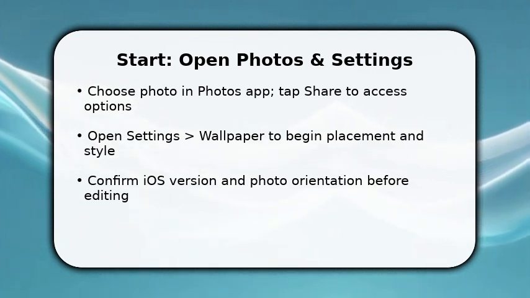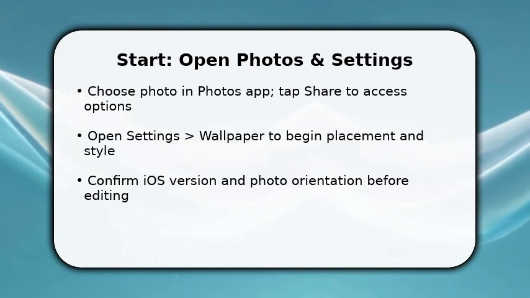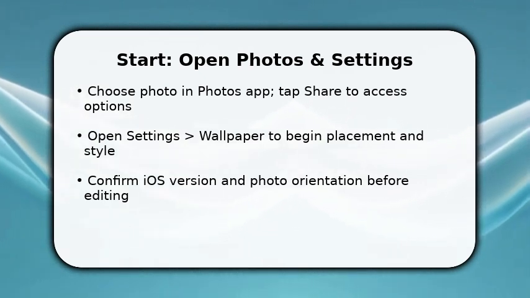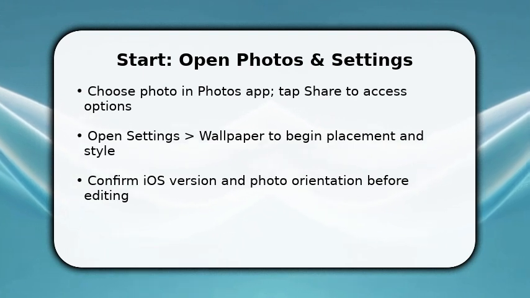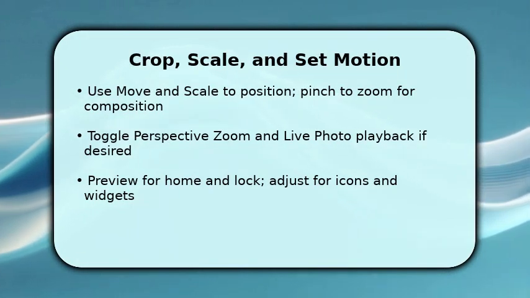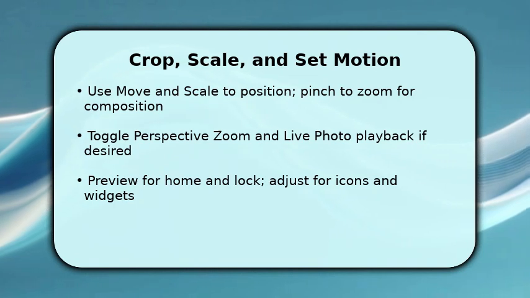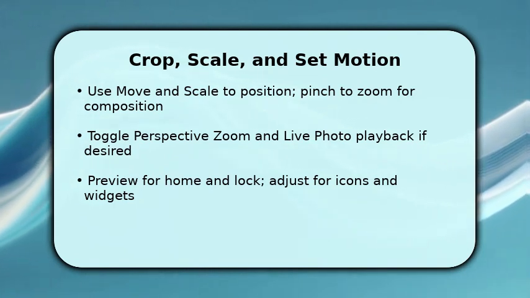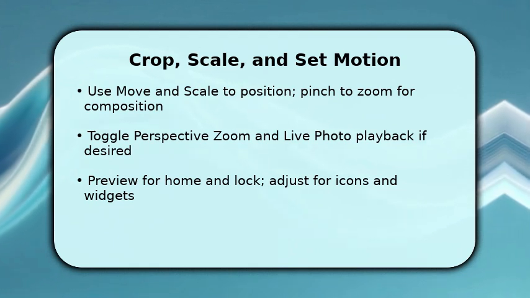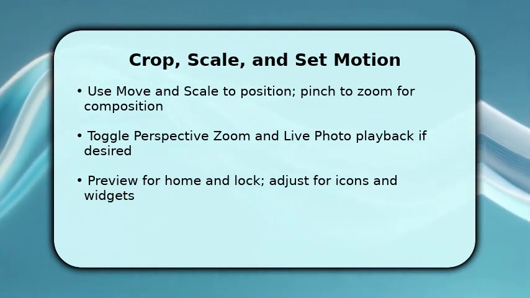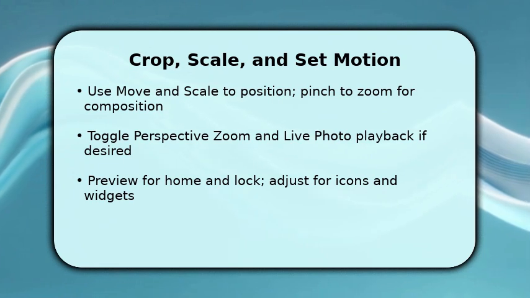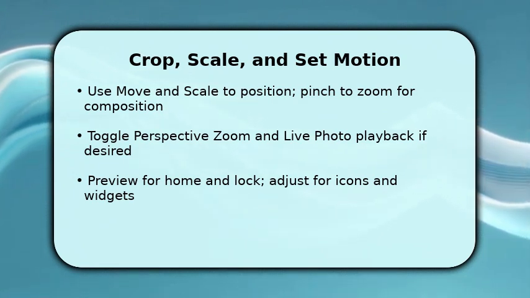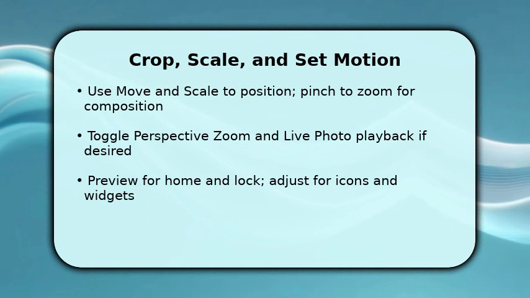Once done with these first checks, you'll move into cropping, perspective, and preview steps to guarantee a clean final look. Now you adjust how the image fills the screen. Tap Move and Scale and pinch to zoom until the subject fits with room for icons. You can toggle perspective zoom to create parallax motion or disable it for a fixed image. Live photos will animate on the lock screen if enabled.